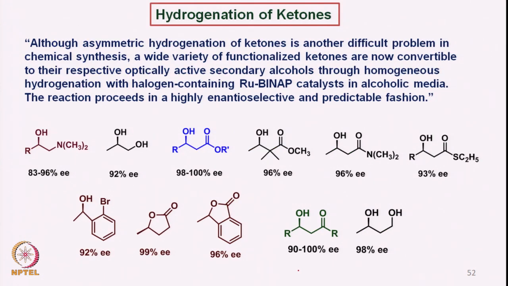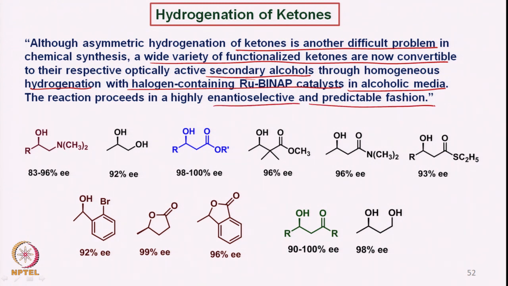Now this ruthenium BINAP catalyst also has been used for the synthesis of different types of ketones. Although asymmetric hydrogenation of ketones is another difficult problem in chemical synthesis, a wide variety of functionalized ketones are now convertible to their respective secondary alcohols through homogeneous hydrogenation with halogen containing ruthenium BINAP catalysts in alcohol media. The reaction proceeds in high enantioselective and predictable fashion.